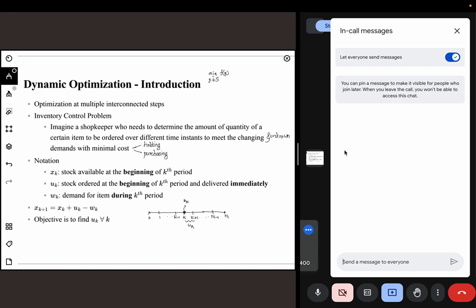But I have to order at this time instant. That is my uk. What I'm ordering at this time instant is uk. xk is the current stock available. So using these three pieces of information, I can calculate what is the value of stock at time k plus 1, which is simply xk plus 1 is xk plus uk minus wk. And our objective is to find this uk for all values of k given this particular transition equation. So this is basically how your stock is going to update depending on the decisions you are making.